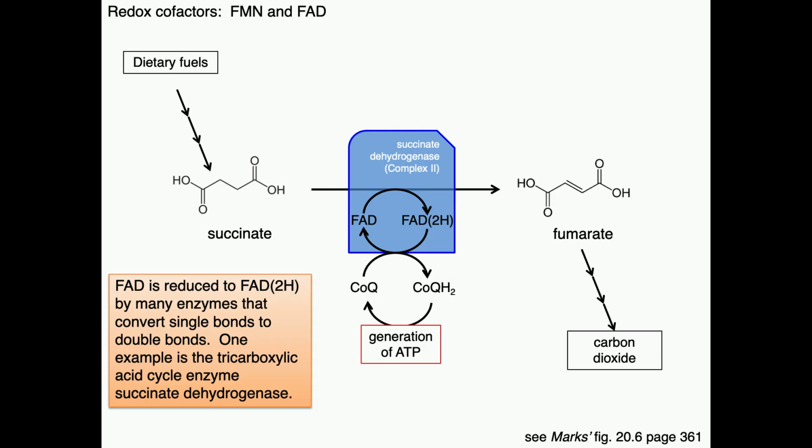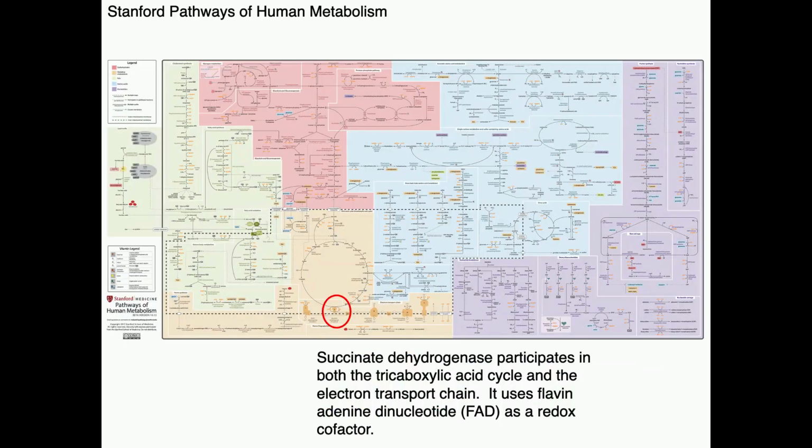So the electrons that are shared by these two carbons get transferred to FAD, and then the reduced form of FAD, we refer to this as FAD2H. This then can transfer electrons to coenzyme Q. Coenzyme Q then transfers the electrons ultimately to molecular oxygen to make water in the electron transport chain. Okay, and that's there in the metabolic map if you're interested.